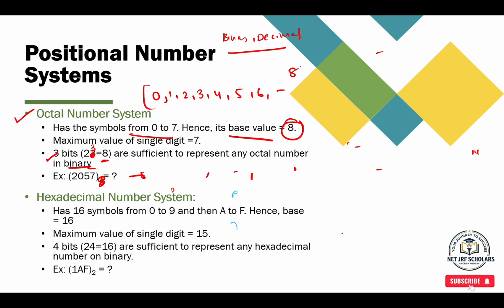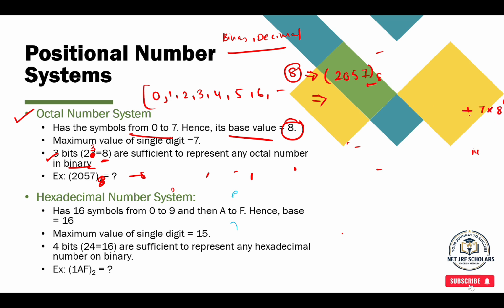Okay, so here the base value is 8, right? So we need to take into account the base value. So 2057, the base value is 8. So we have to do the conversion. We have to start from the right side.